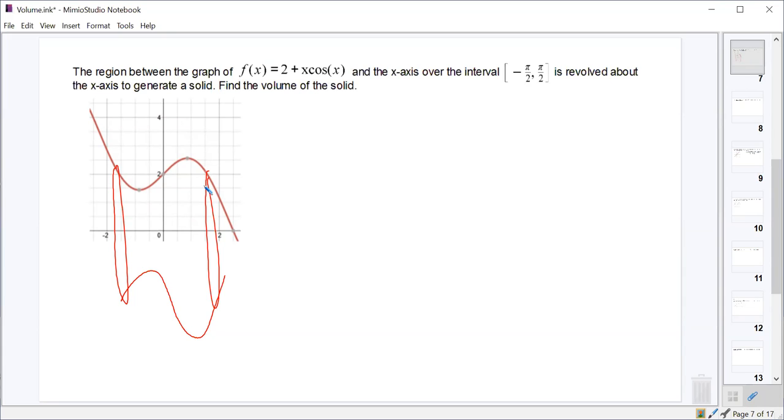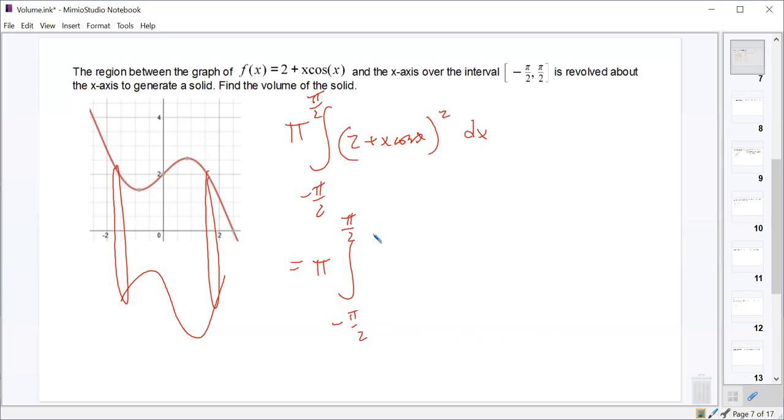Great, okay. So it should be pi times the integral from negative pi over 2 to pi over 2 of the radius squared. And what's our radius? 2 plus x cosine x. 2 plus x cosine x squared dx. And if we wanted to, we could do this by hand. I'm not gonna force you guys to do this by hand, but you should know how to. If you distribute that all out, you're gonna get 4 plus 4x cosine x plus x squared cosine squared x dx. And that's going to be a little bit of a pain.